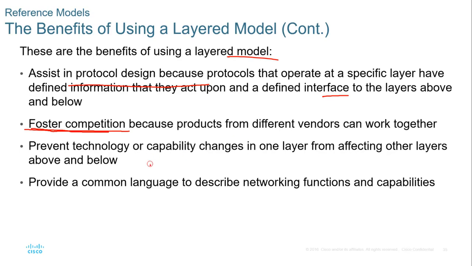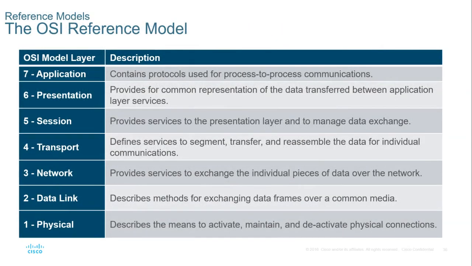Three, it prevents technology and capability changes in one layer from affecting other layers. So if a cable fails to work in one computer, it does not mean that it can't work on a different computer. There is no device that has a special internet cable, something like that. So it prevents technology or capability changes in one layer from affecting other layers above or below. Four, it provides a common language to describe network functions, so that at every layer we know exactly the tasks that take place.